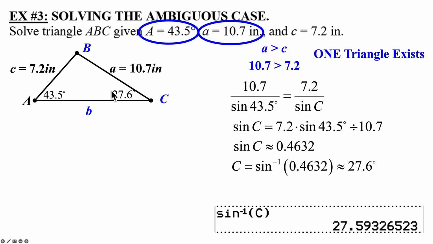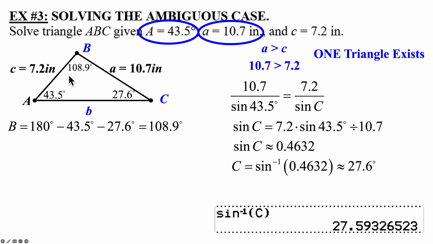Now that you have these two angles, subtract them from 180. We get 108.9 degrees. It's important to understand that all three of these angles have to add up to 180 degrees. So once you get two, subtract from 180. It's also important to understand inverse sine will only give you an angle measure back between 0 and 90 degrees, whether positive or negative. It will not give you an obtuse angle back.